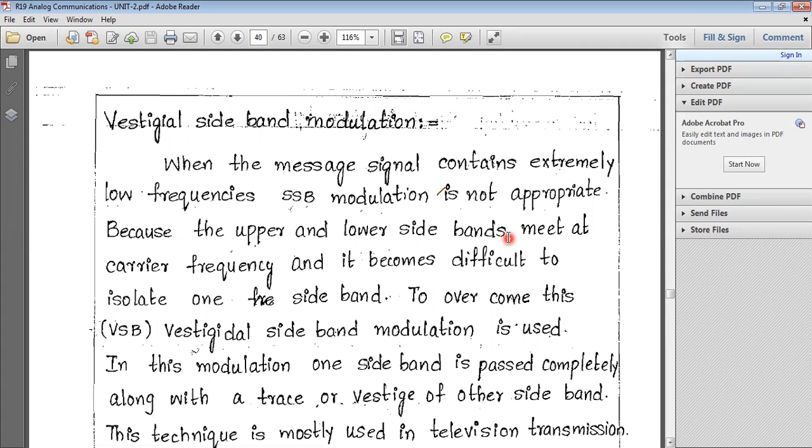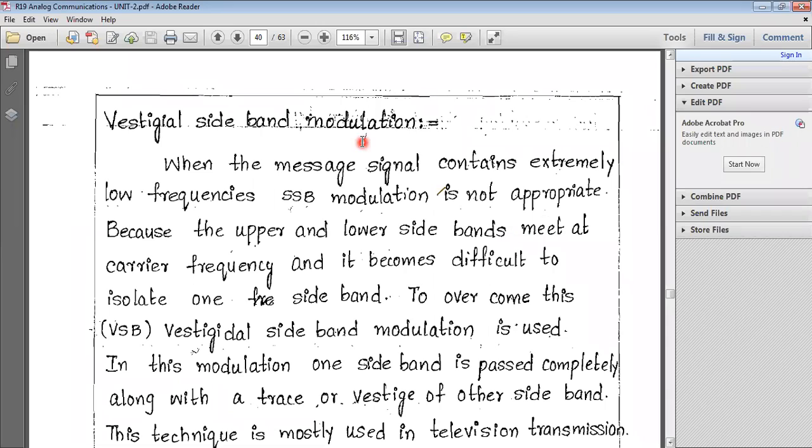If the message signal has very low frequency, that is for low audio frequencies, the upper sideband and lower sideband frequencies meet at the carrier frequency. There is no isolation between USB and LSB. That is the drawback of these previous techniques. To overcome this drawback, we go to vestigial sideband.